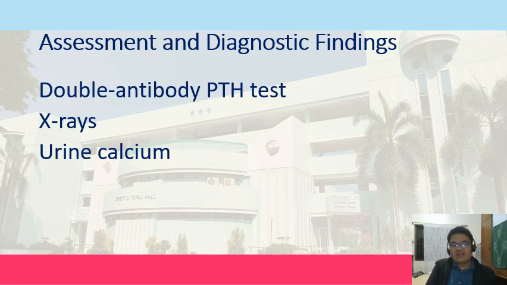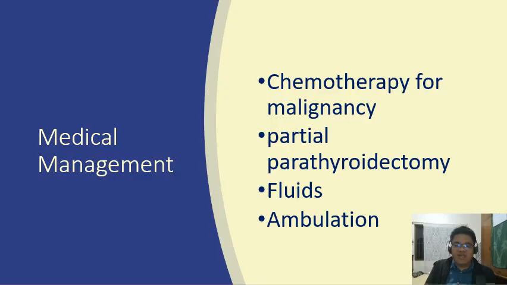Then you would have urine calcium for your patient. As mentioned, your body would try to excrete the excess calcium in the body. Hence, there might be an increase in urine calcium levels. That is if the kidney still functions. Then medical management. If it is a tumor, chemotherapy is needed. If it is regarding your parathormone functioning, a partial parathyroidectomy may be needed.